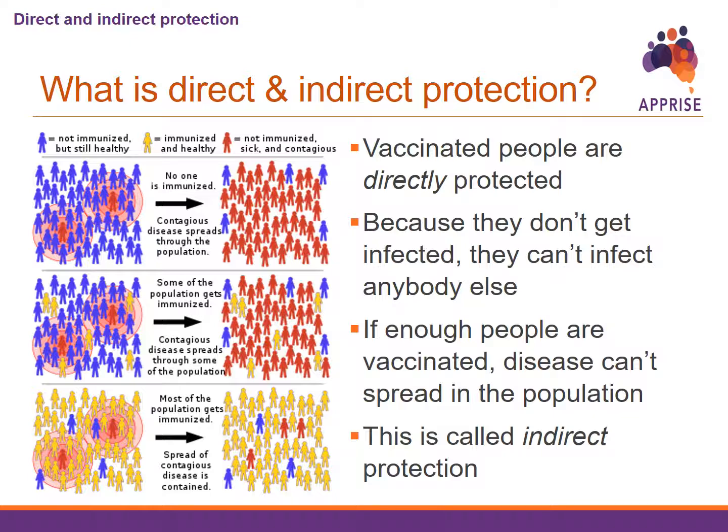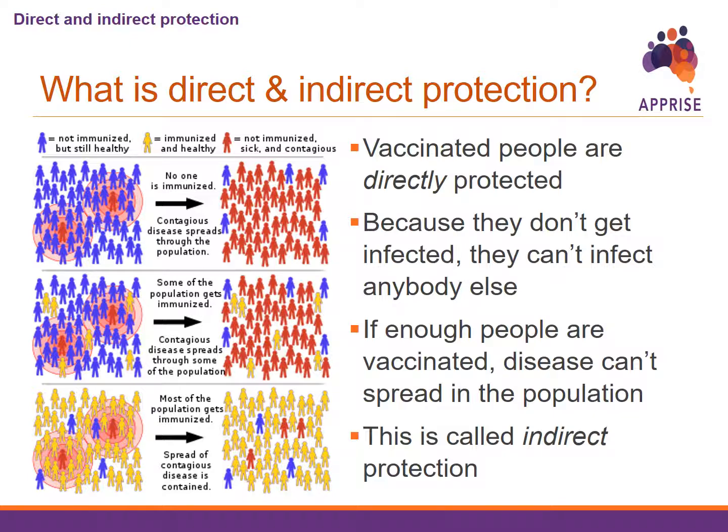In the middle cartoon, some people have been immunised, but only a small proportion. Those people are directly protected from infection themselves, but because there are still a lot of vulnerable or susceptible people around in blue, they are still able to become infected, and the disease will spread widely.